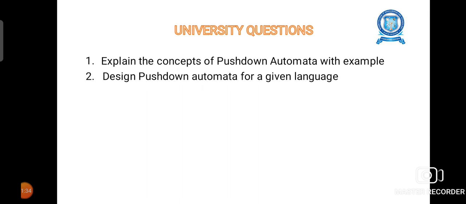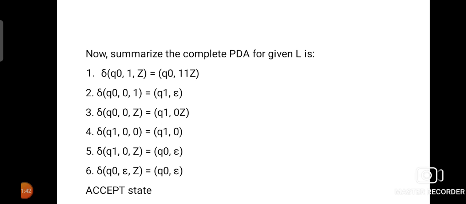In this topic, we can have questions like: explain the concepts of push-down automata with example. Then we can have questions like: check whether a particular string is accepted by the push-down automata. And sometimes we can have questions like: analyze the ways by which a particular language is accepted by the push-down automata.